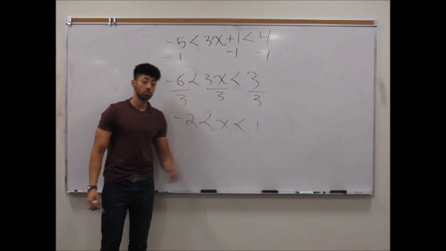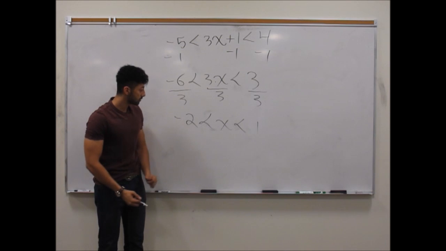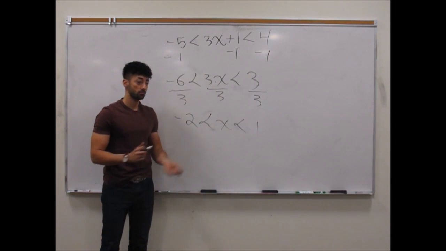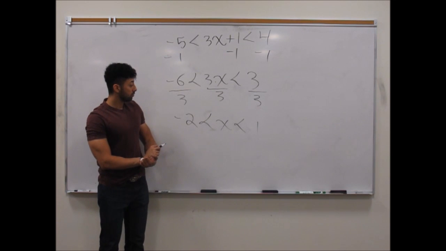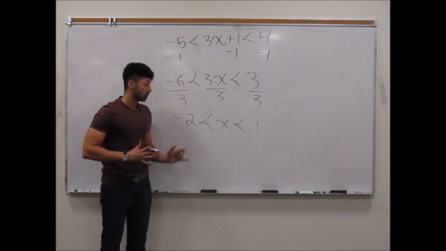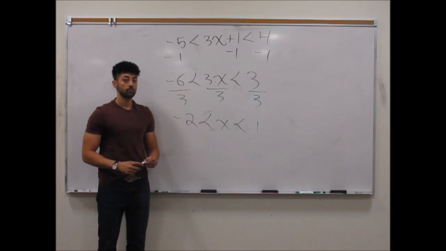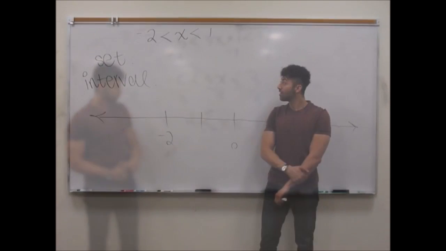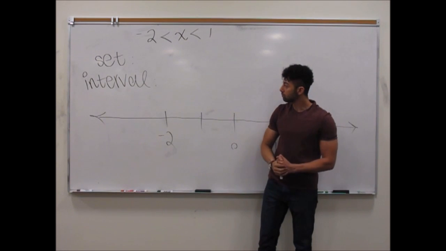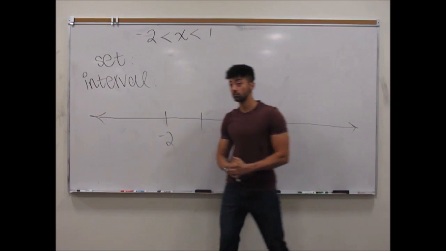Okay, and we just saw this case. It's letting me know that our solutions are in between -2 and 1, and both of them not being included. So let's go ahead and write it in set notation, interval notation, and graphic. Alrighty, so we got that to be our solutions. So let's go ahead and put it to set notation first.